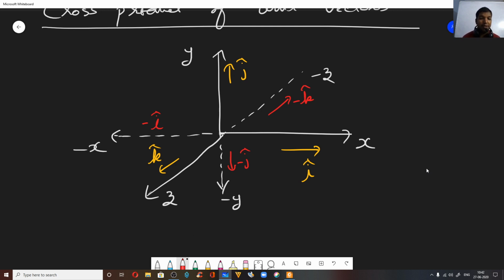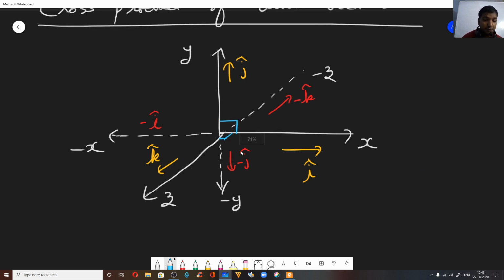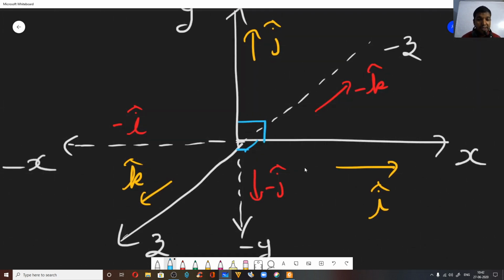Now the angle between x and y: you can clearly see here the angle between x and y is 90 degrees. The angle between x and z is 90 degrees. The angle between x and minus y is also 90 degrees. The angle between x and minus z is also 90 degrees. So you can actually decide.